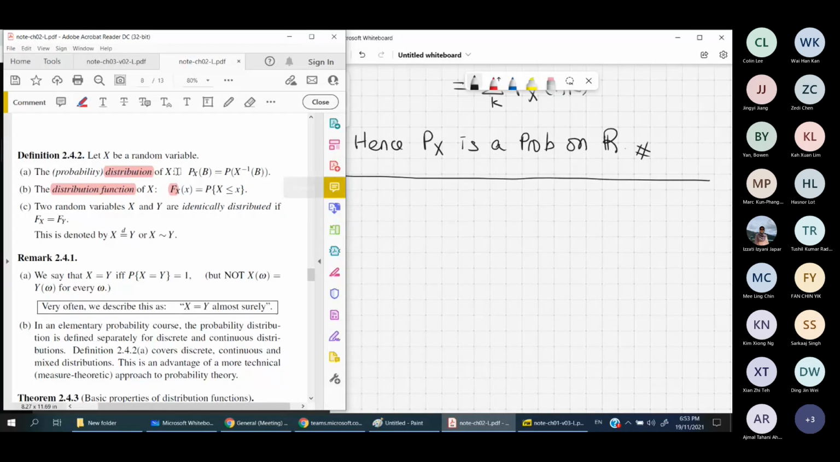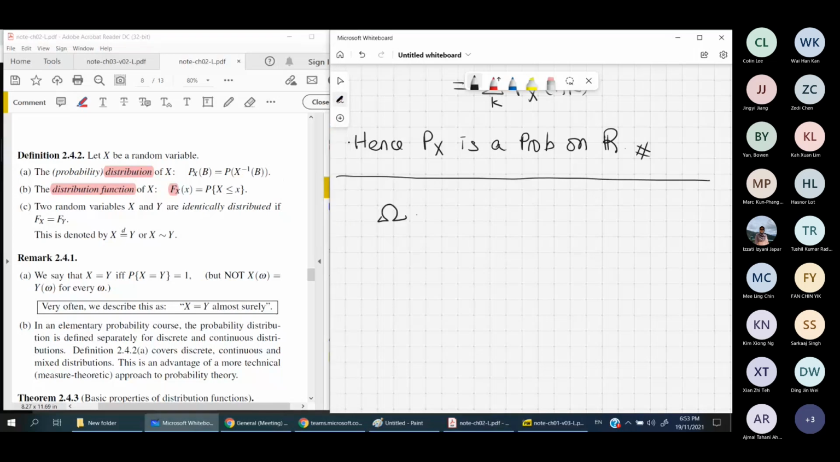If you look here, Px is actually on top of it. So we can see first omega and R. X is a function from omega to R, right? Then Px is actually a function from the events to 0 to 1. No issue, it's just that we relate any event here, or a subset, to a probability here, maybe a value.